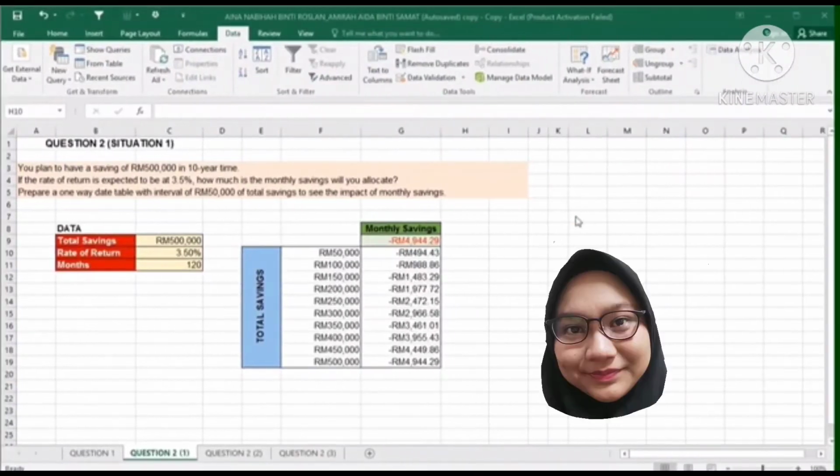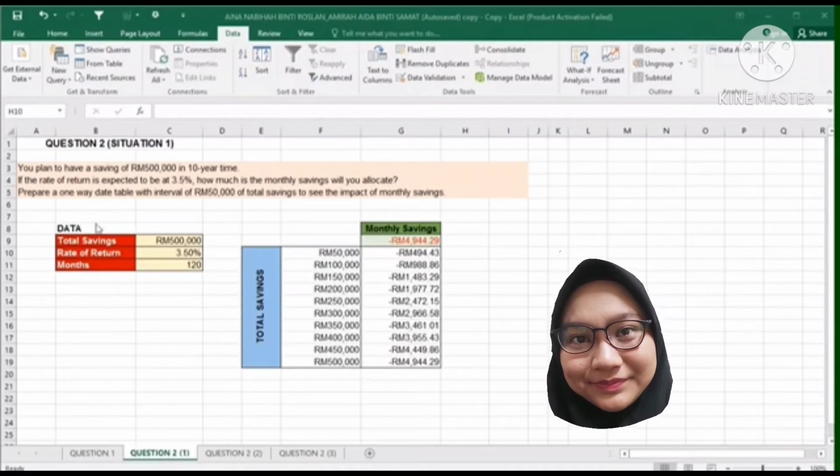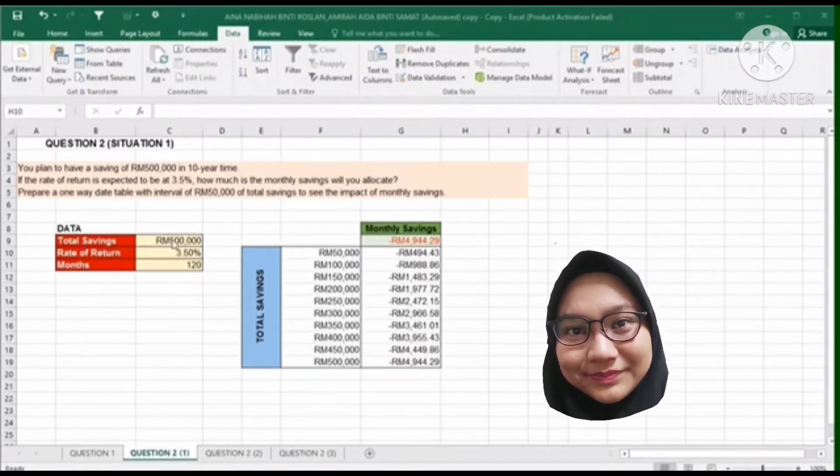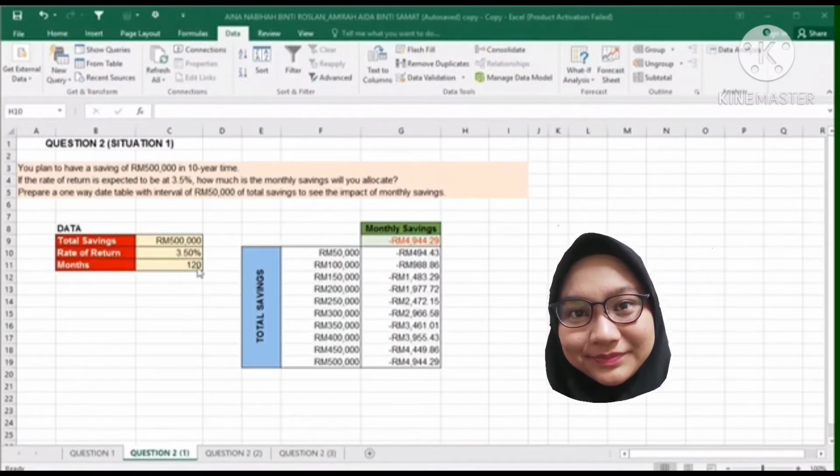We move to question 2. This is situation 1, the question, and then we bring up the data. Total saving amount 500,000, rate of return 3.5%, months 120 months.